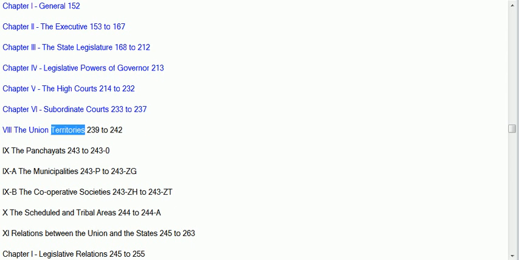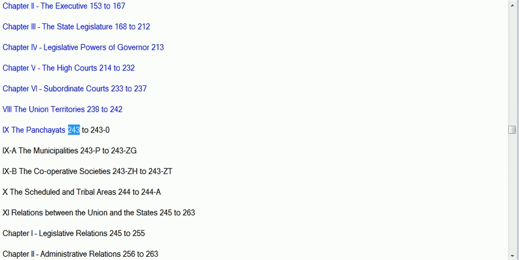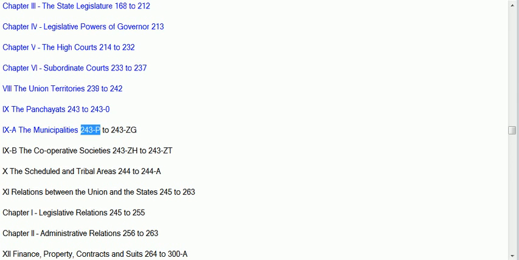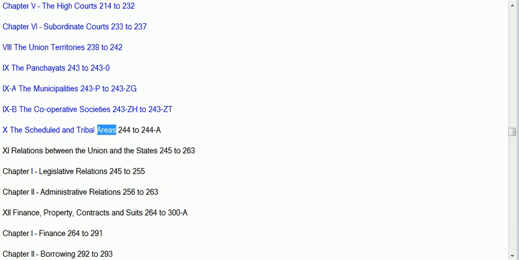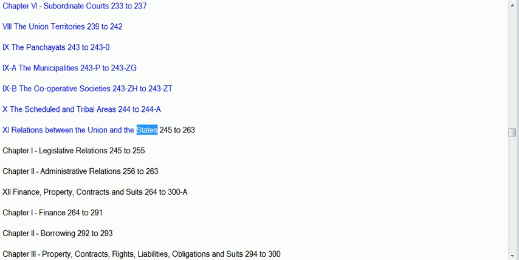8 The Union Territories, 239 to 242. 9 The Panchayats, 243 to 243O. IXA The Municipalities, 243P to 243ZG. IXB The Cooperative Societies, 243ZH to 243ZT. X The Scheduled and Tribal Areas, 244 to 244A. 11 Relations between the Union and the States, 245 to 263.